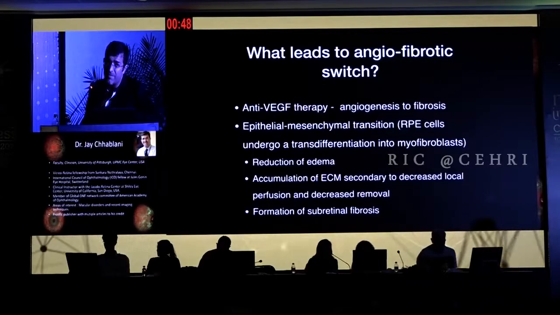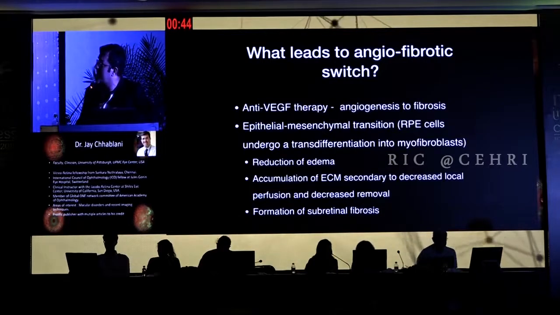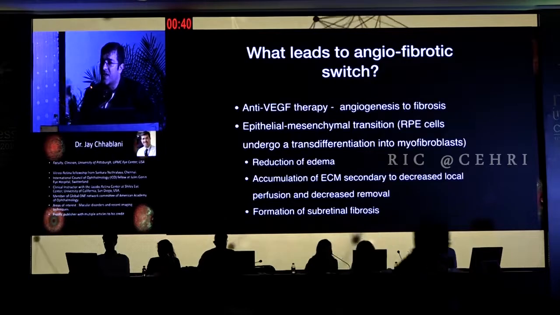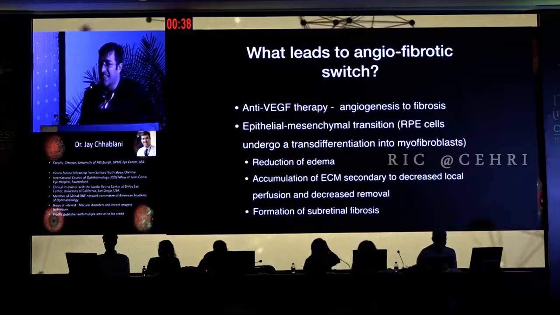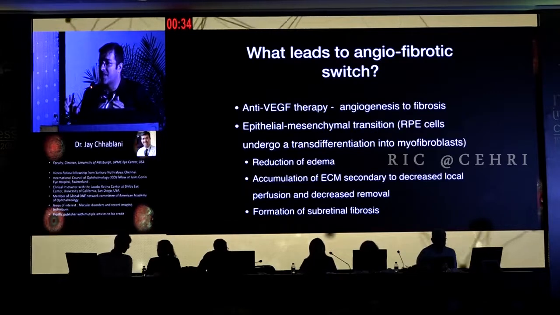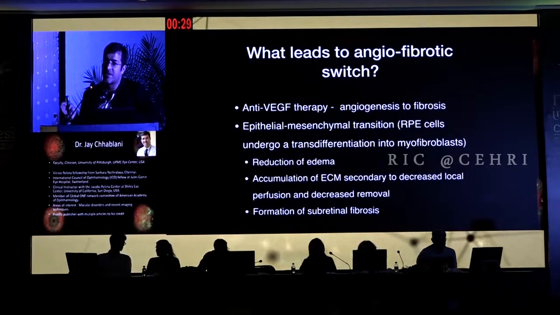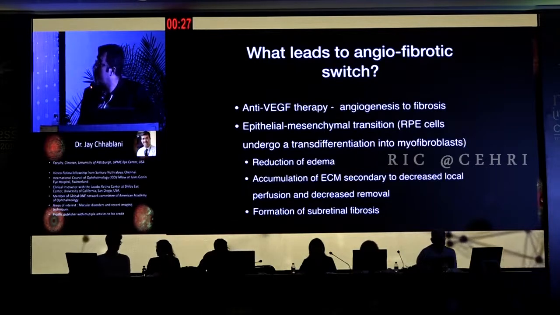So now we know that the scar has happened. Why does this happen? Because of the anti-VEGF therapy, there is something called epithelial mesenchymal transition, where the RPE cells are actually converting into fibroblasts. There is a reduction of edema. However, we all know that anti-VEGF therapy is doing nothing but just reducing the edema. There is an accumulation of extracellular matrix, which leads to fibrosis.